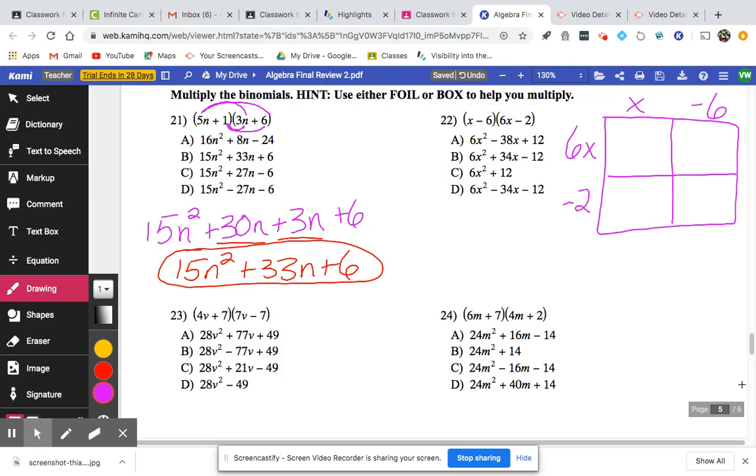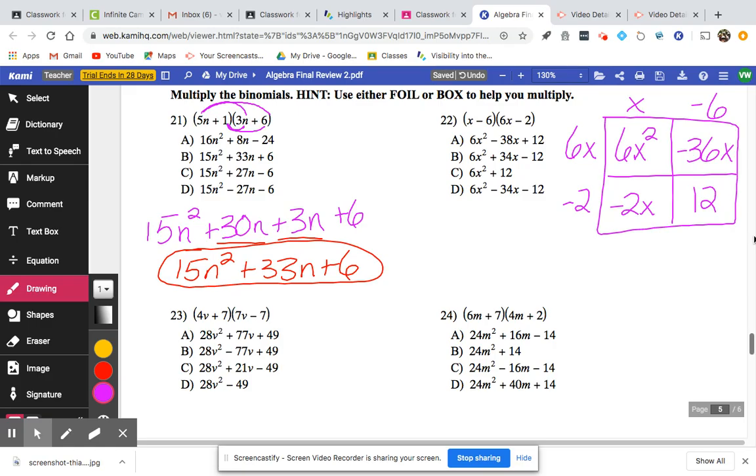So here we go. Here's the box. 6x times x, that goes in the top left. So you get 6x squared. Now you take 6x times negative 6, that goes in the top right. So 6 times negative 6 is negative 36. Don't forget the x because there's an x there. Now you take x times negative 2, that goes in the bottom left. So you get negative 2x. Then you take negative 2 times negative 6, that goes in the bottom right. And you get a positive 12.